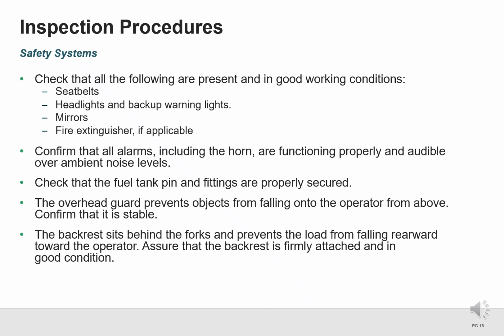Check all safety systems to ensure they are present and working properly. This includes seatbelts, lights, mirrors, and fire extinguishers if required. Confirm that the horn and all alarms are functioning and can be heard over background noise. Check that fuel tank pins and fittings are secure. Inspect the overhead guard to ensure it is stable and capable of protecting the operator. Also confirm that the load backrest is properly attached and in good condition to prevent materials from falling toward the operator. If any safety system is not working properly, remove the forklift from service.